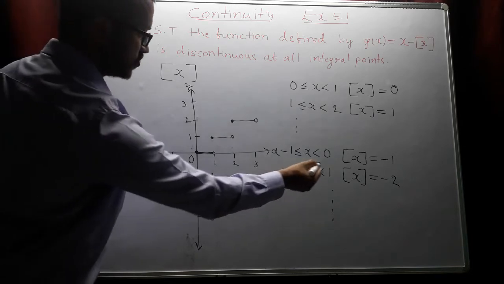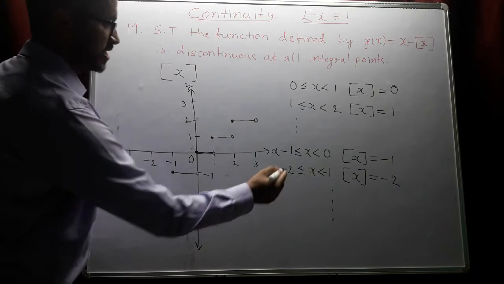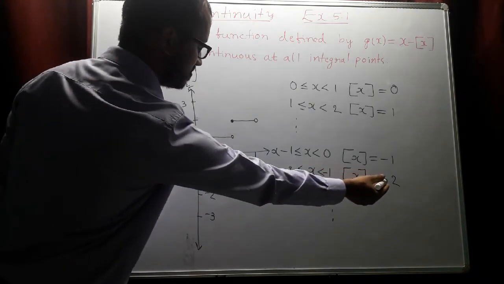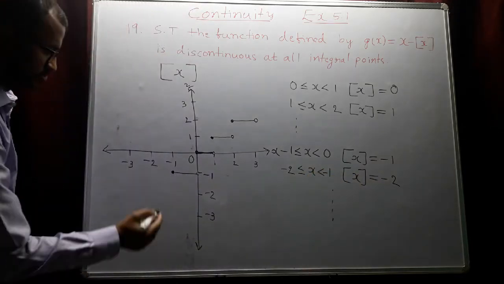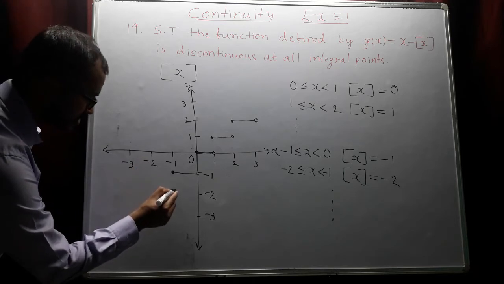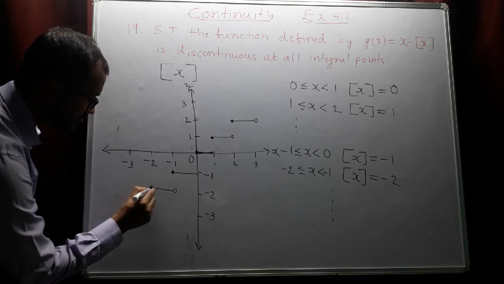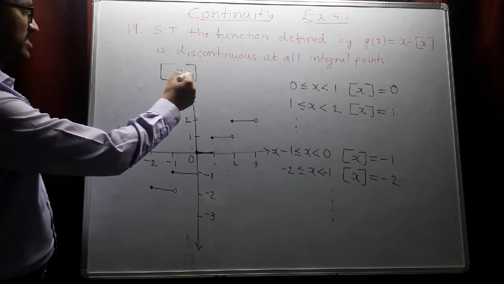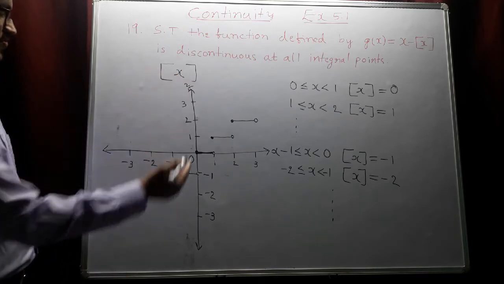Similarly, from minus 2 to minus 1, the value becomes how much? Minus 2. So here minus 1 is excluded. So what happens? Minus 1 is excluded, till minus 2. So this is the graph of the greatest integer less than or equals to x function.